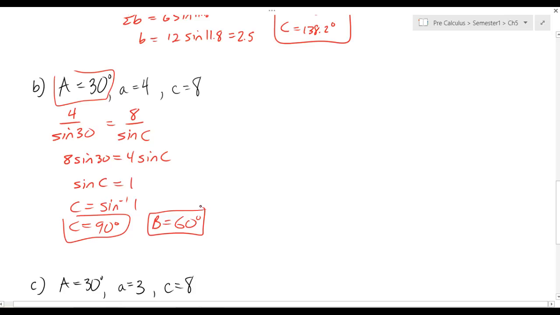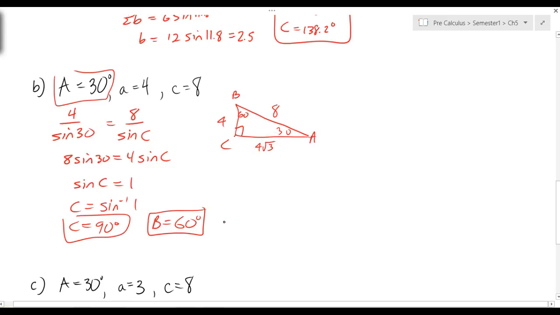And now all that's left to find, well, we actually know this is a 30, 60, 90 triangle, so we could either go back to law of sines to find our missing side, or we could realize that A is a 30-degree angle, B is a 60-degree angle, and angle C is the 90-degree angle. So what do we know? We know the hypotenuse is 8. We know that side A is 4, so that makes this side 4 root 3.